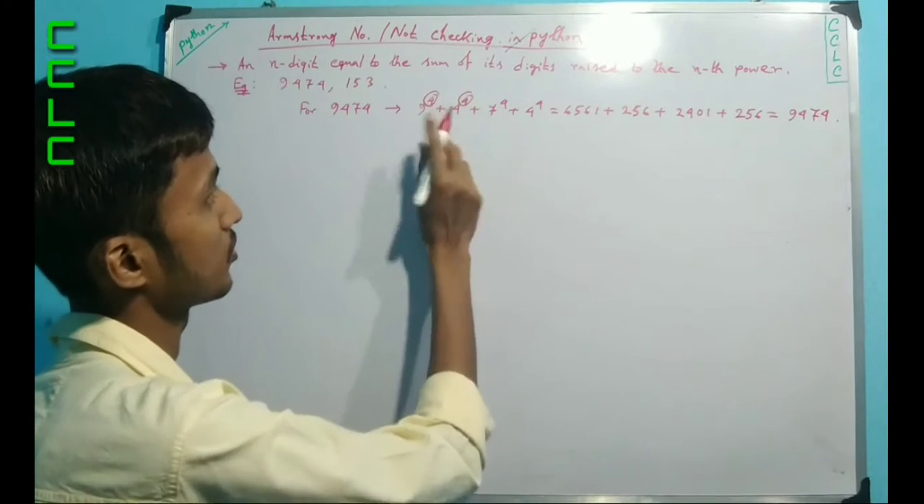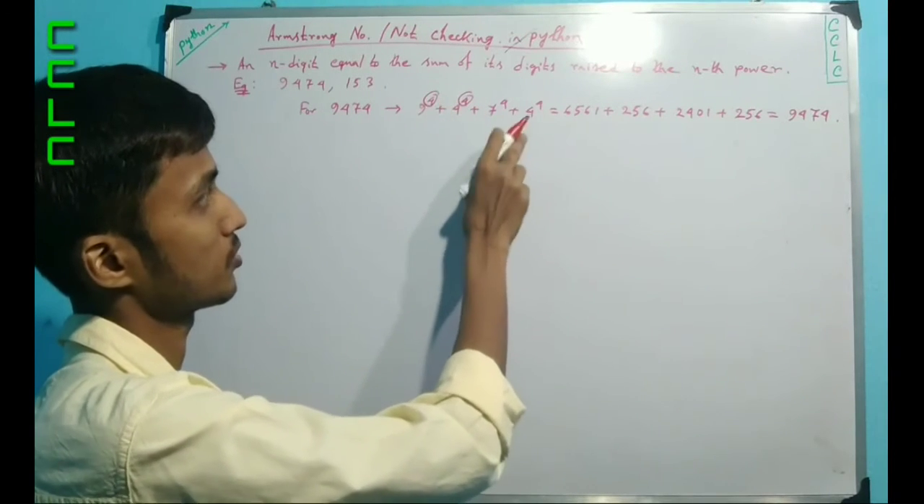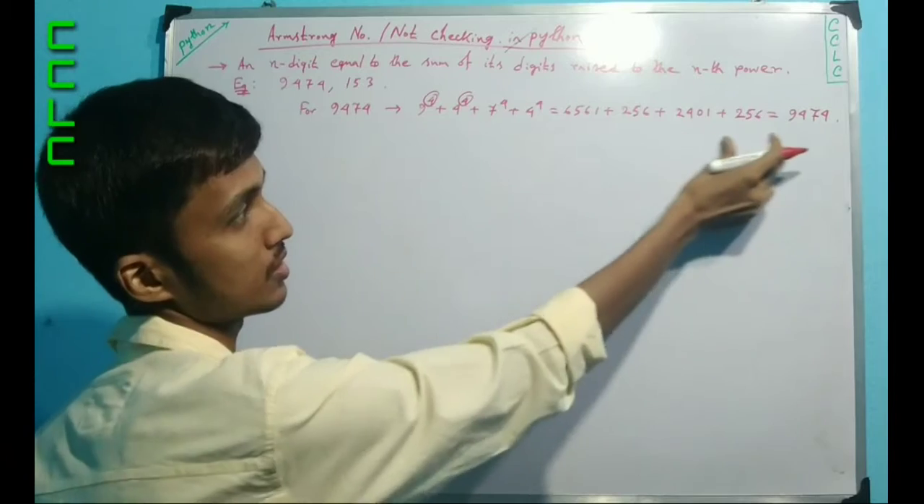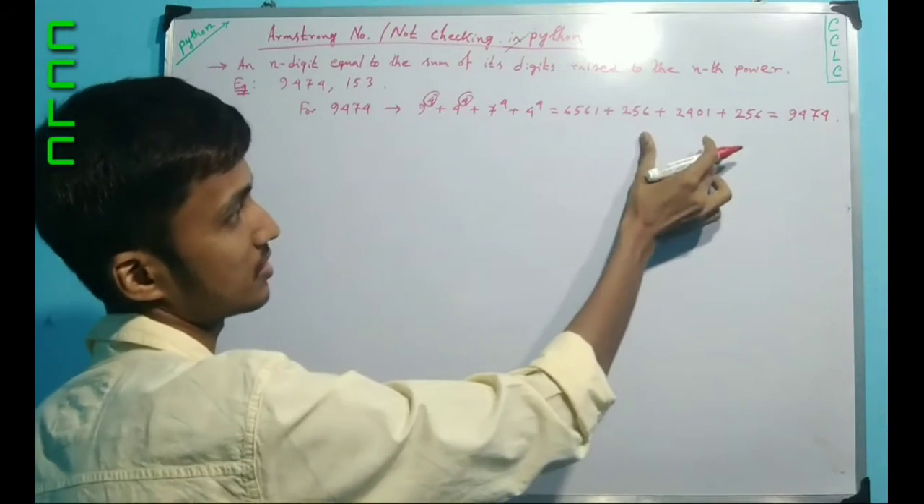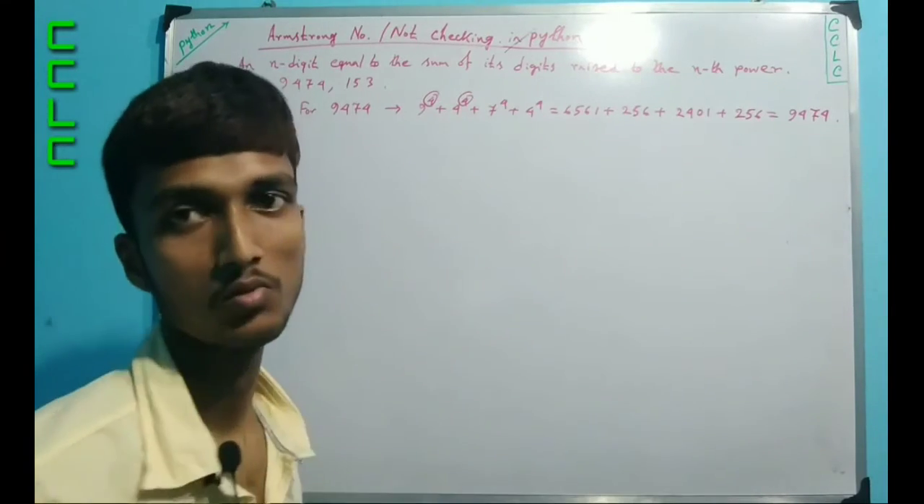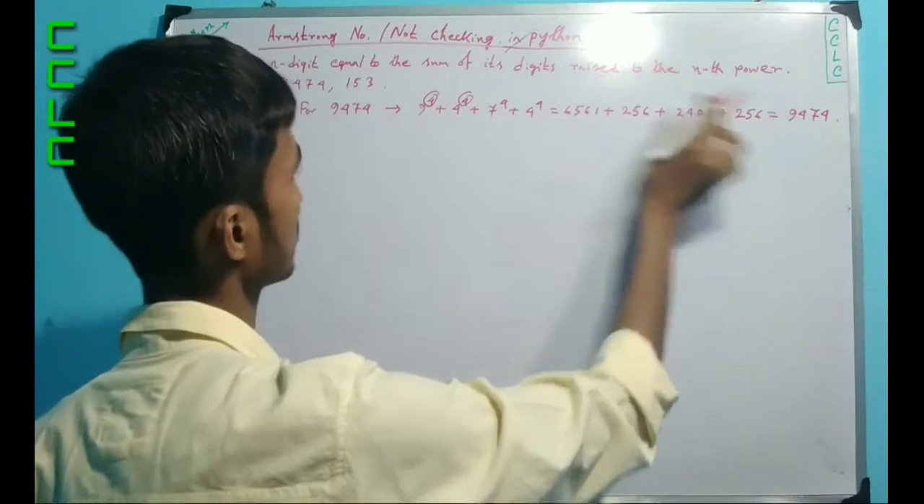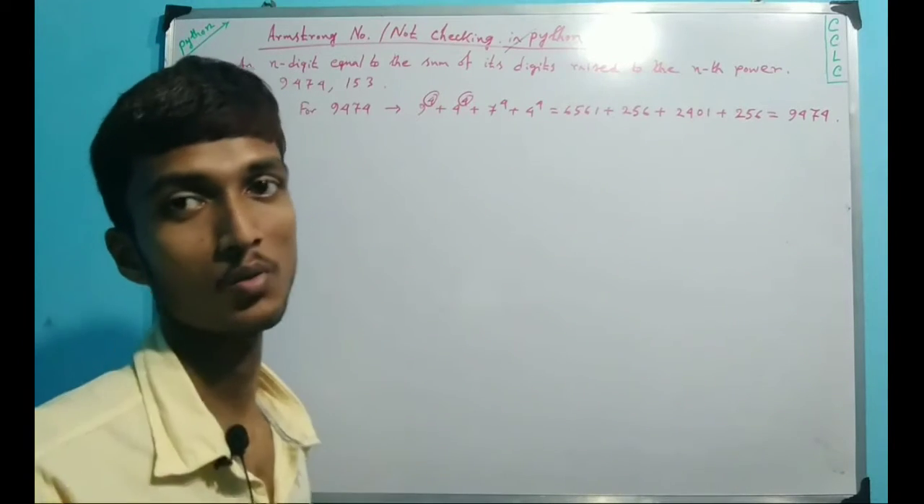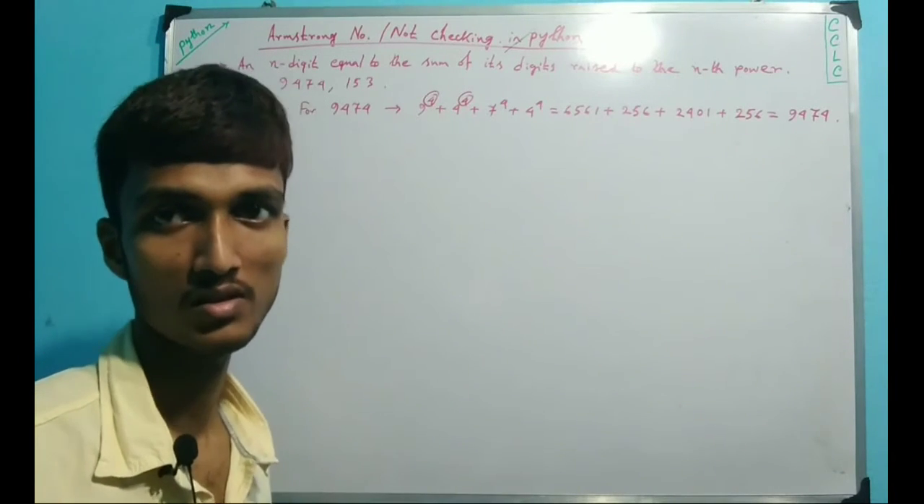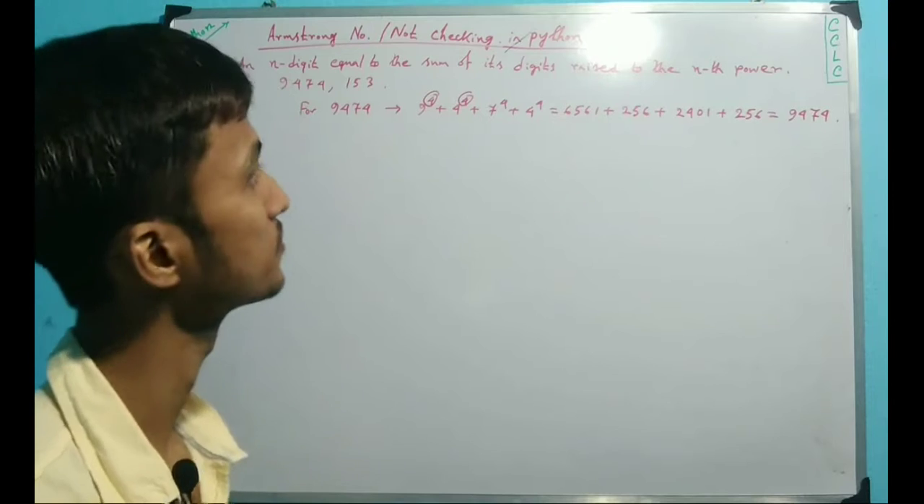So power is 4. 9 to the power 4, 4 to the power 4, 7 to the power 4, 4 to the power 4, and their addition is 9474. So the sum equals the original number. So this number is an Armstrong number.